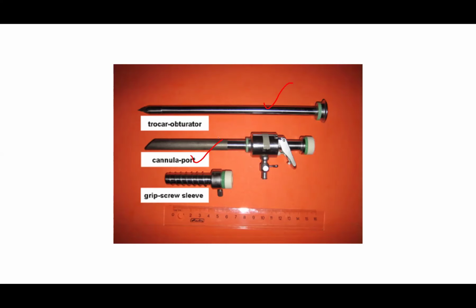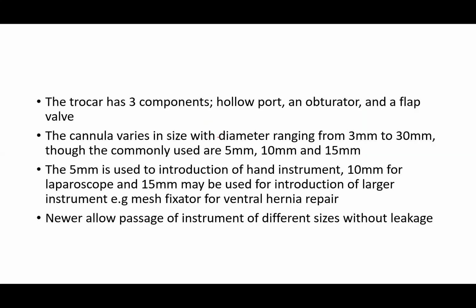Now, when the obturator and the cannula are introduced, the obturator is removed, leaving the cannula behind, serving as a port for introduction of other instruments into the peritoneal cavity. Now you can see the grip screw sleeve, which you use to reduce the size of the cannula port if you are using a smaller instrument. The trocar has three components: the hollow port, which is the outer cannula, an obturator, which is the inner trocar. Then you have a flap valve.